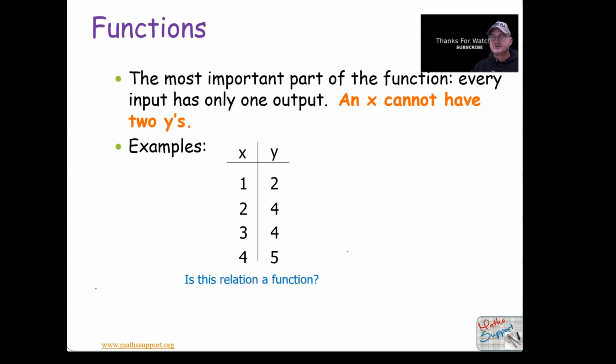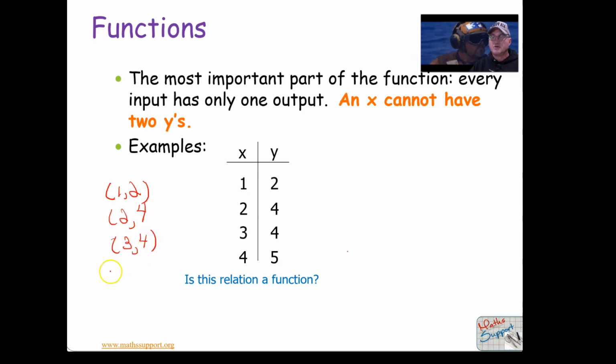So we ask ourselves, is this relation a function? Well, if we put these in ordered pairs, you've got 1, 2, you've got 2, 4, you've got 3, 4, and you've got 4, 5. There are no repeating x-coordinates, which means every input has exactly one output. So yes, this relation is a function.